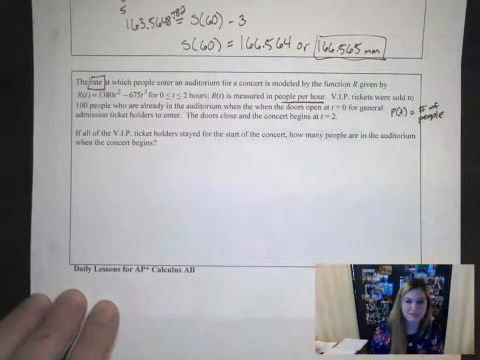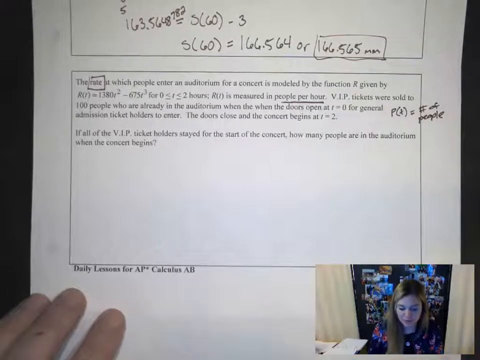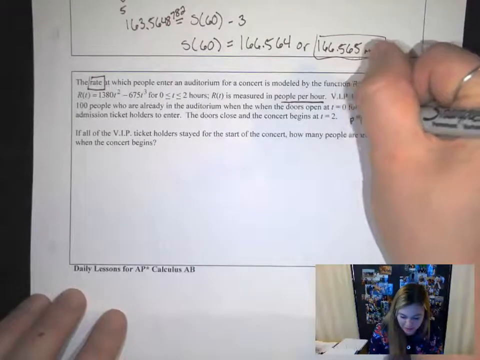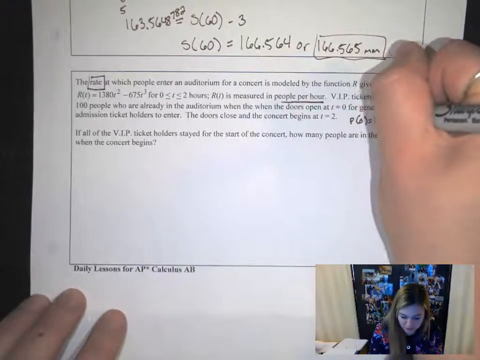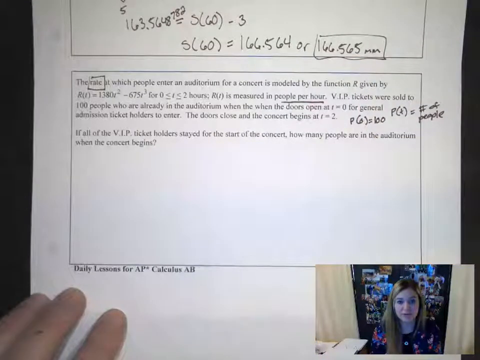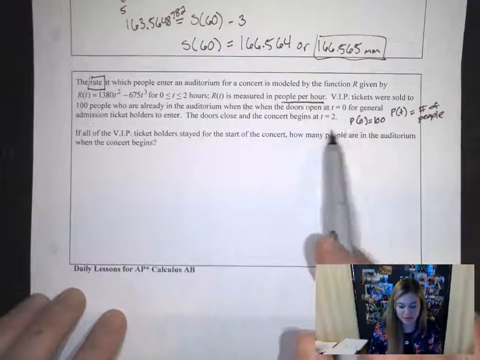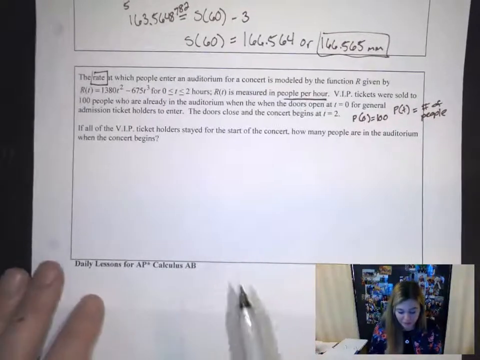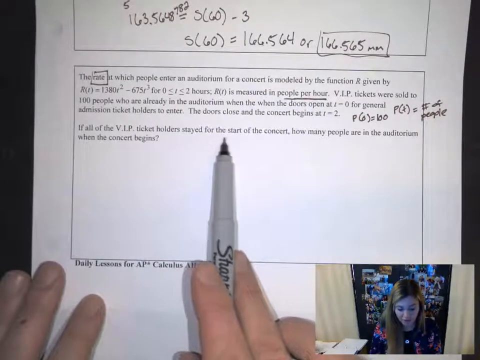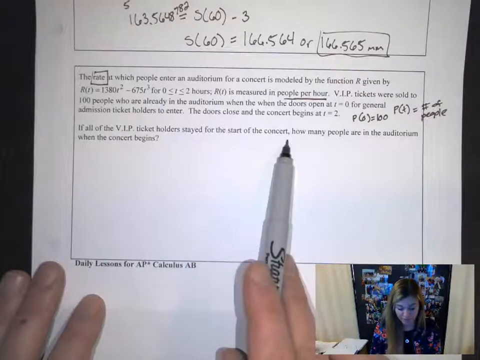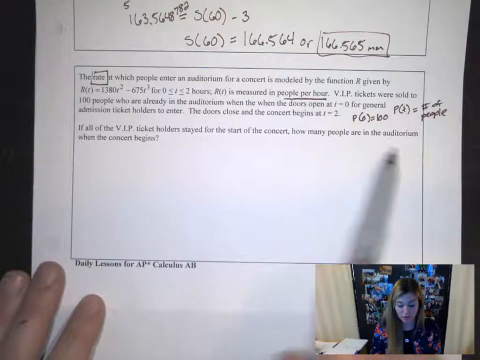Just so we can all have the same thing. So right now I know P of 0 is already 100. There's already people in there. The doors close for the concert and the concert begins at t equals 2. If all the VIP ticket holders stayed for this start of the concert, how many people are in the auditorium when the concert begins?